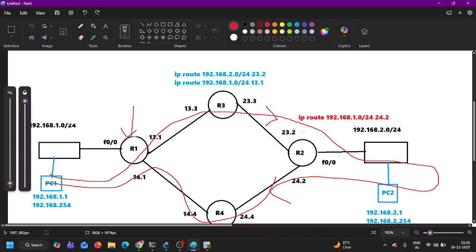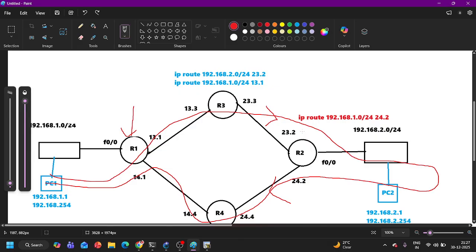On router 1 and router 2 only, I need to configure routing to forward the traffic, choosing which path, via router 3 or via router number 4. With the help of the exit interface and next hop, we can control the path. This is path control.